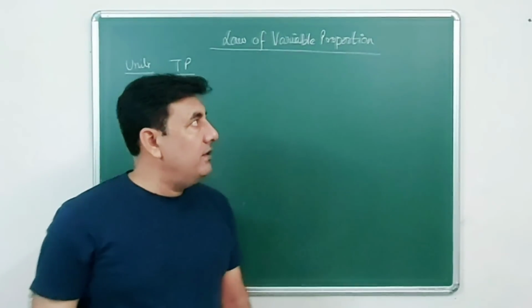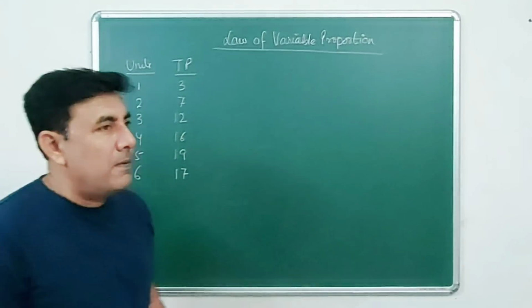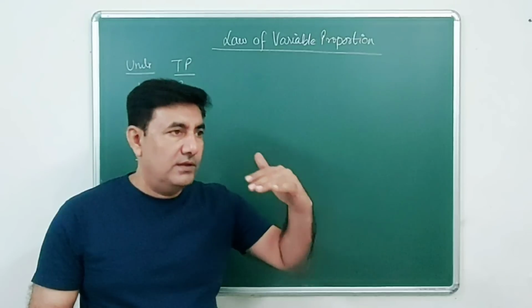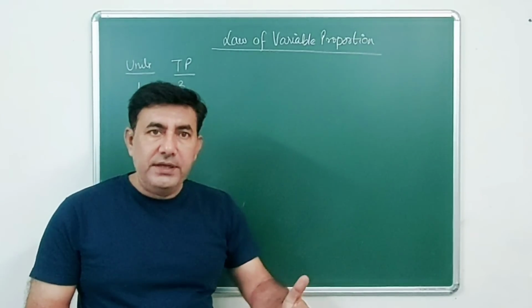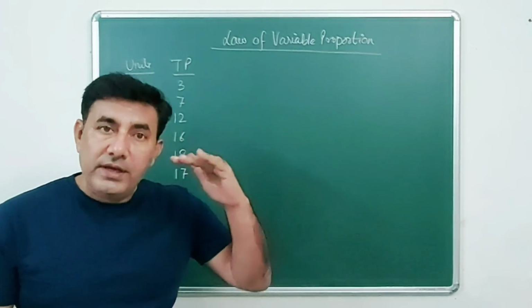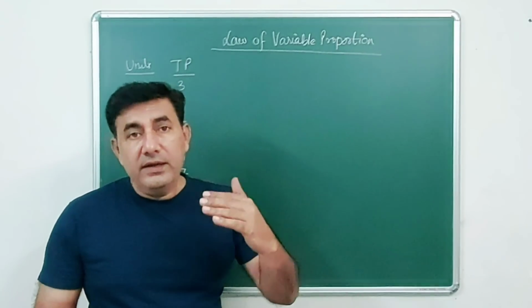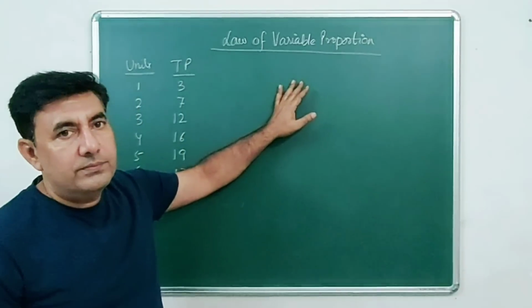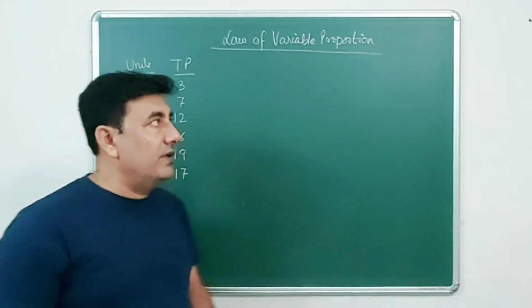Let's try to understand the new concept, the law of variable proportion. Now according to this law, keeping other things constant, the production first increases at an increasing rate, then it increases at a diminishing rate, and then a constant rate, and lastly it will increase at a diminishing rate. So there are three stages of this law, right? Let's try to understand with the help of a schedule first.